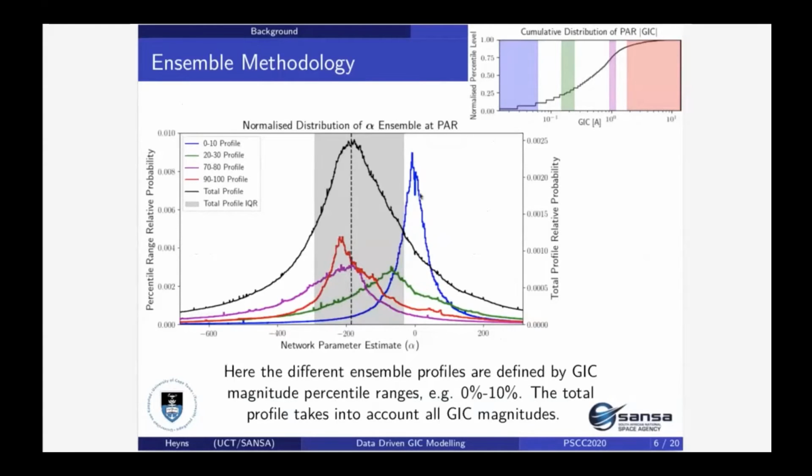For the blue case, as can be seen here, we have a 0 to 10th percentile GIC strength, or in a cumulative distribution of Paradise GIC data, it will be this portion here. For modeling purposes, the total ensemble at Paradise was used. Out of interest, the ensembles are heavy-tailed, and hence the median is the best measure of central tendency, and the interquartile range is the best measure of spread.